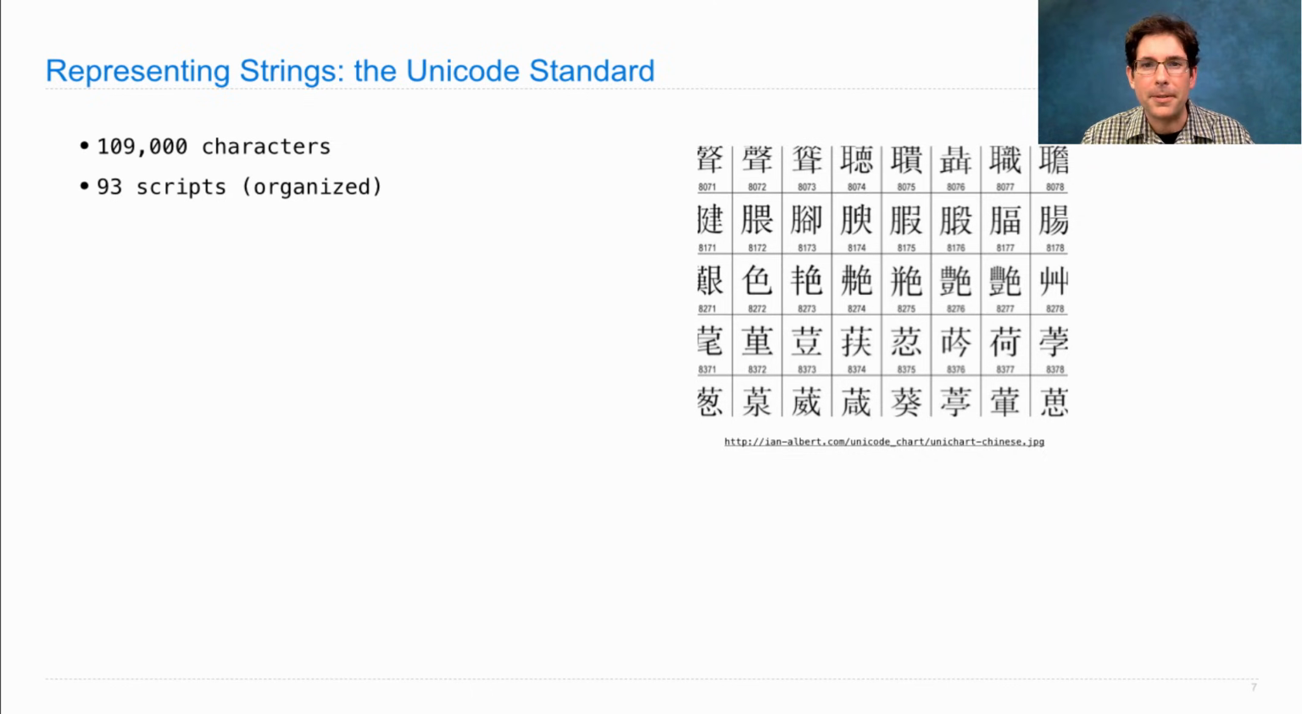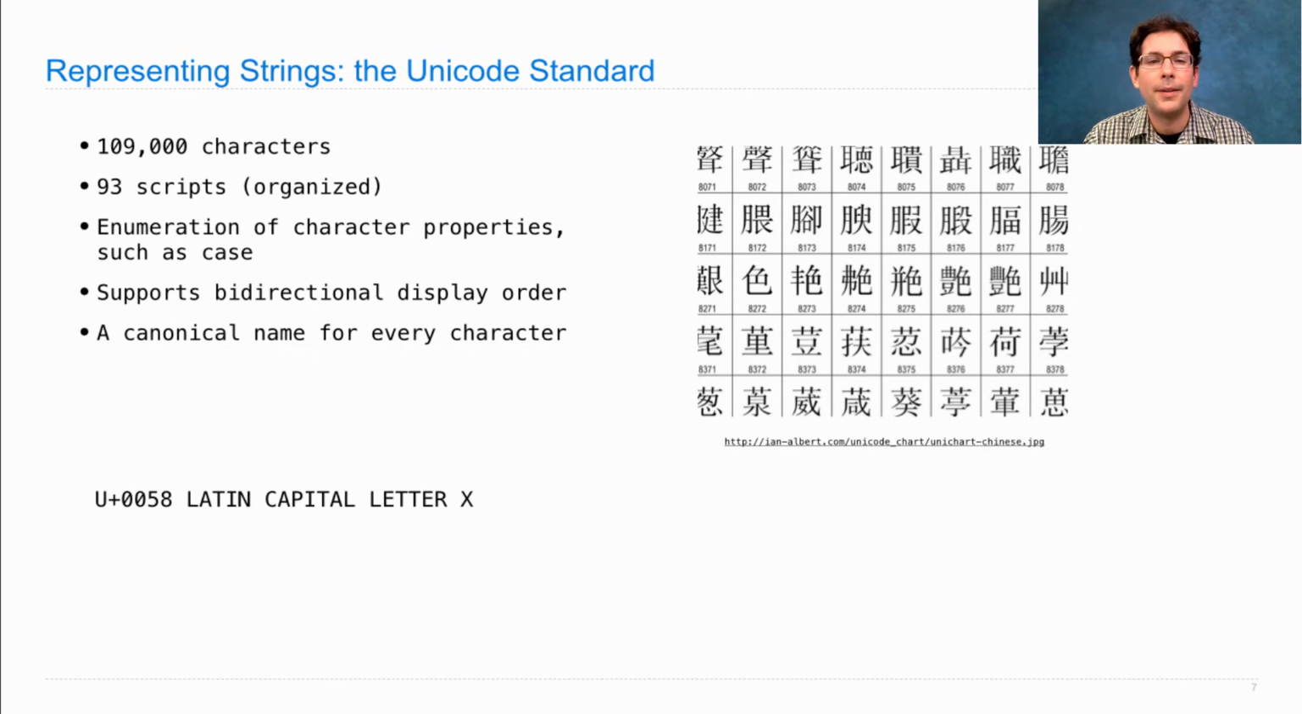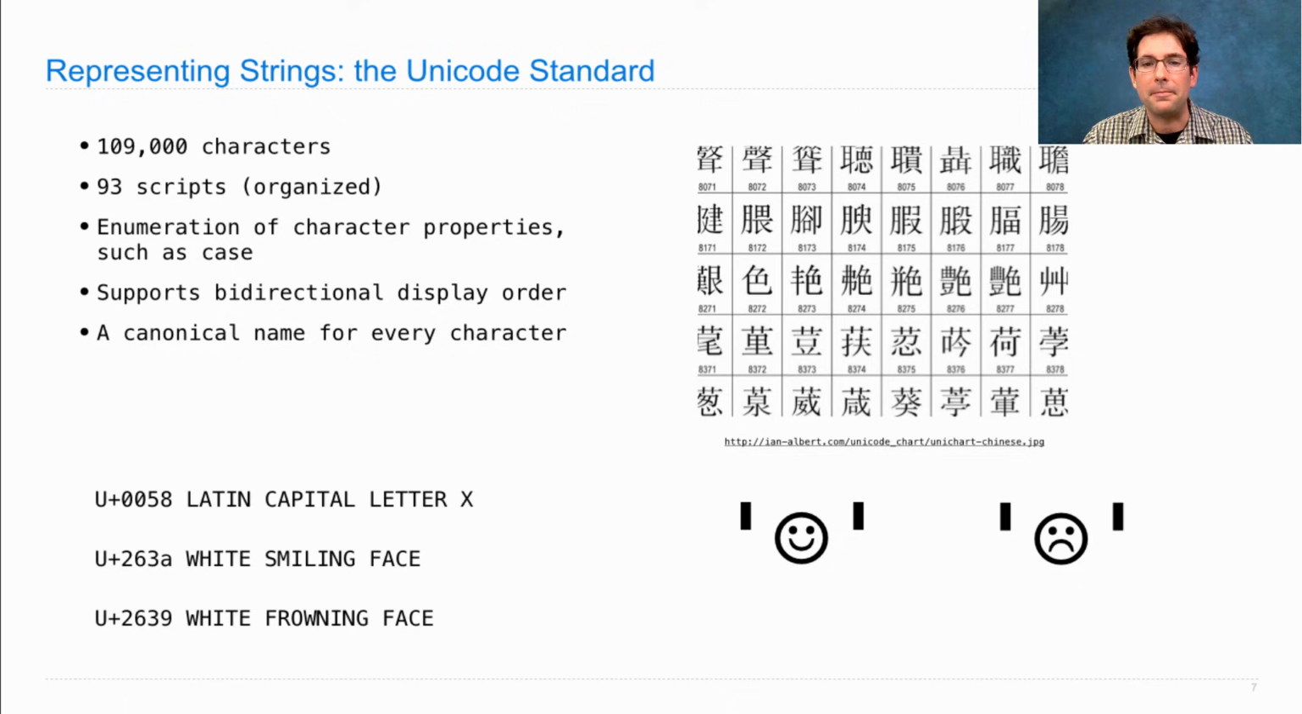And they're organized by script. So it's more than just enumerating all of the different symbols that people use in language. They're also marked with what's capitalized, what's not capitalized, what language they're used in, etc. And it even supports bidirectional display order. English is written left to right, but Arabic is written right to left. And every character has a name. The letter X is called Latin capital letter X. Now there are a lot of different characters, 109,000 of them, including a smiling face and a frowning face, which are just letters in some alphabet.